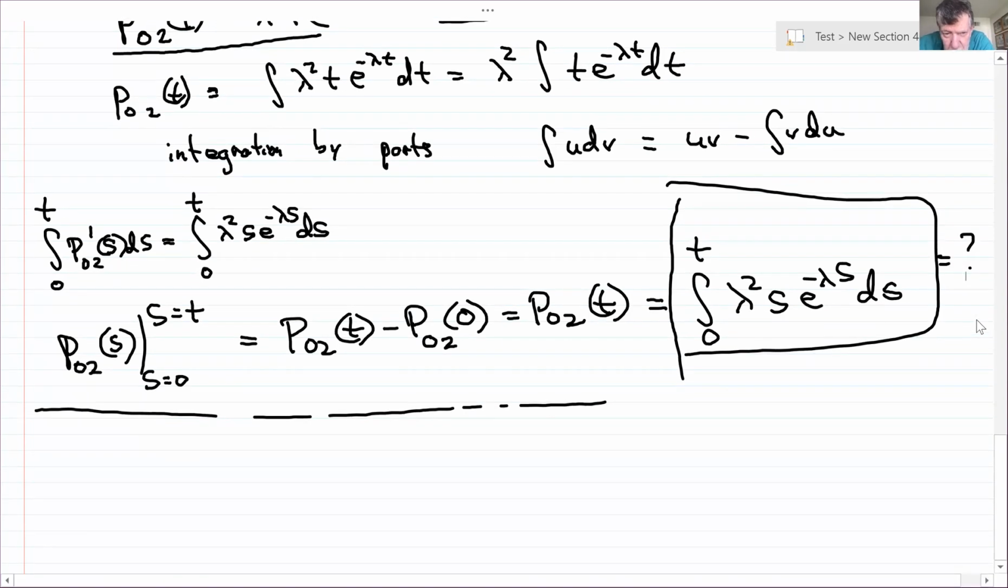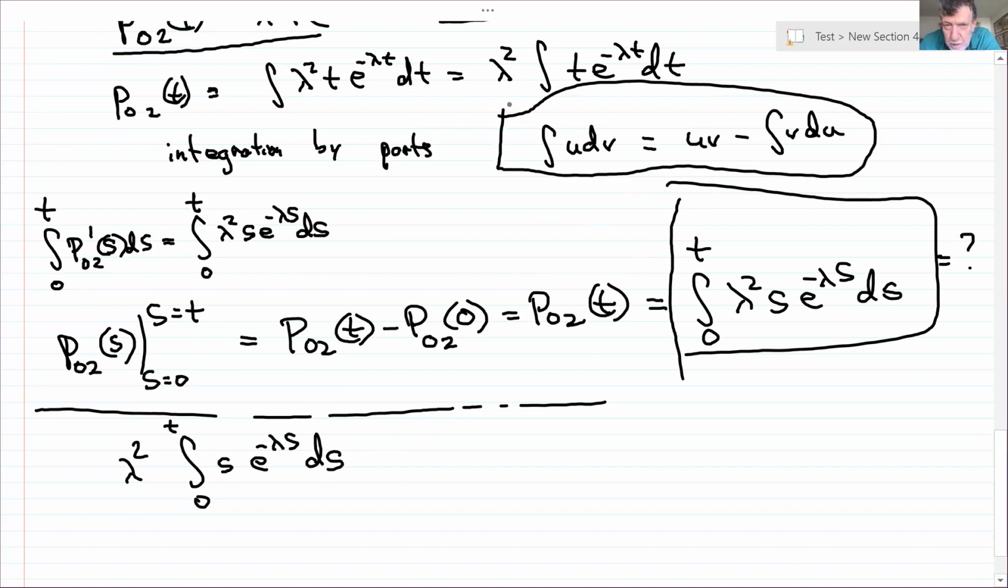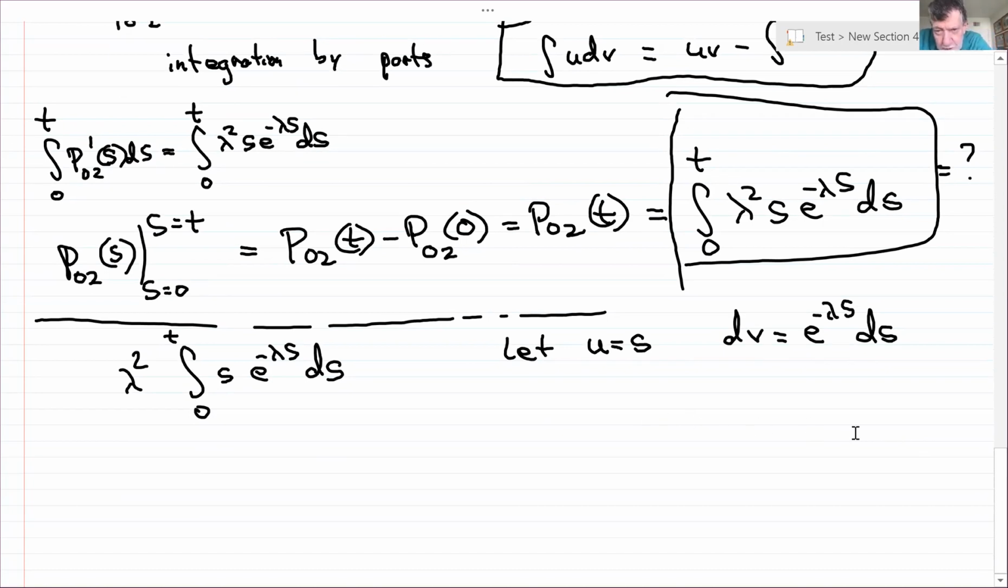What is that? What you can do is take the lambda outside, and you're integrating from 0 to t of s e to the minus lambda s ds. Okay, and here's where I want to use parts. So I want to do what we did before. Here's the parts formula. I want to let u equal s and let dv equal this part. And if that looks familiar, it is. It's what I erased before, but now I'm in terms of s rather than t.